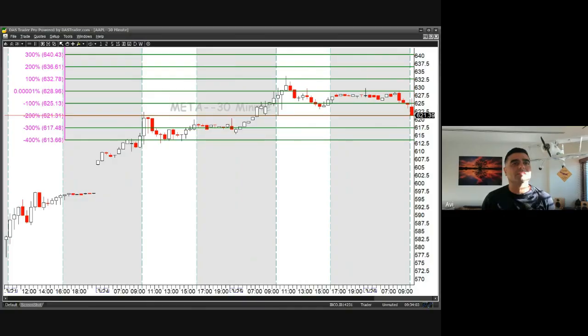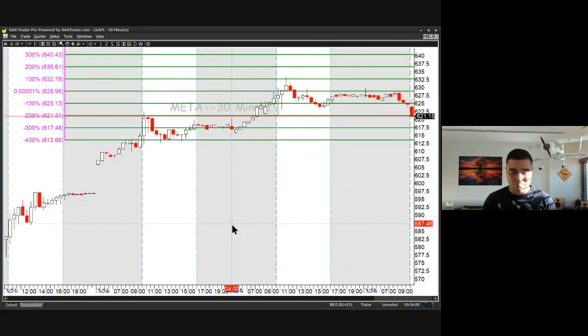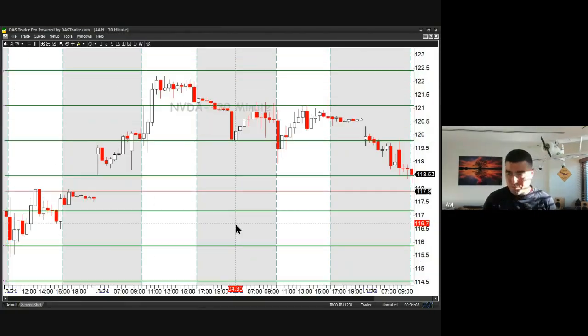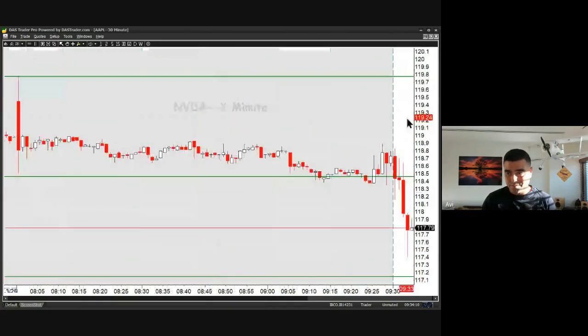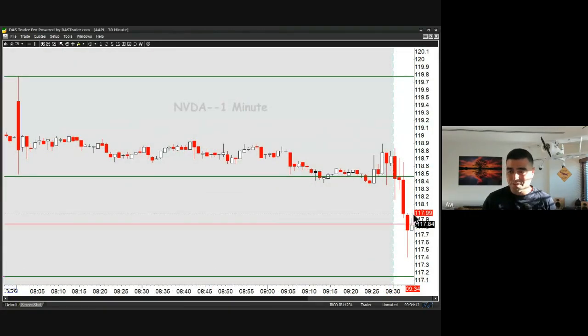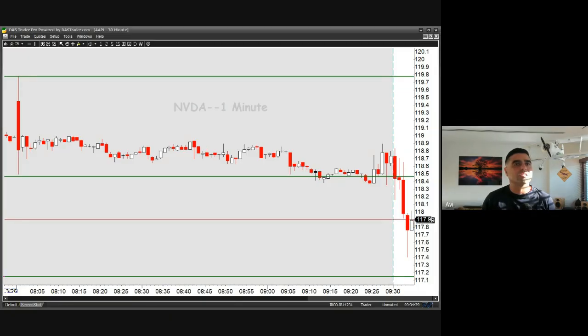Nvidia's tough, man. Look at that thing. Price action's just a mess. It's not even worth looking at. There it is. You see, very weak, and then putting in a hammer. It's just hard to trade. One of those tricky days, tricky open at least. Trying to see if there's anything here that we're not able to see yet. Nothing. Absolutely nothing.